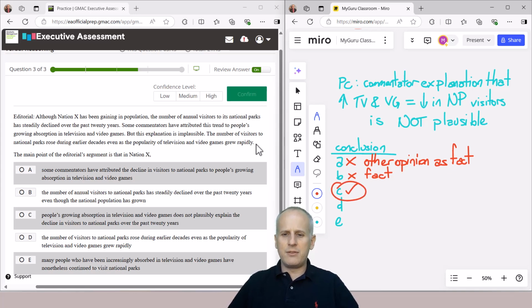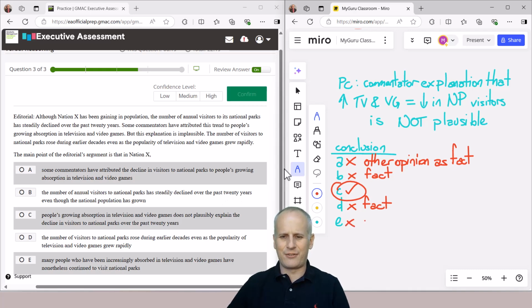And on the exam, you really may just move forward at this point when you found something that matches your prediction so perfectly. But for the purposes of this video, we will work through the remaining options. Choice D, the number of visitors to national parks rose during earlier decades, even as the popularity of television and video games grew rapidly. Again, that's just a fact. It is not the opinion that functions as the main conclusion. And then choice E, many people who have been increasingly absorbed in television and video games have nonetheless continued to visit national parks. Well, this isn't even stated.